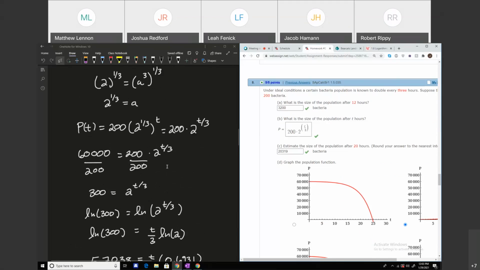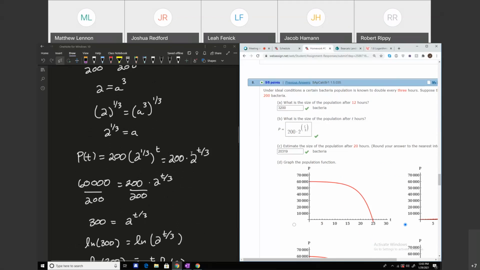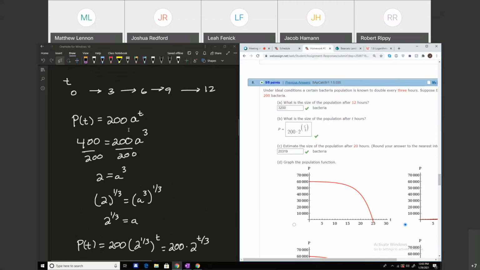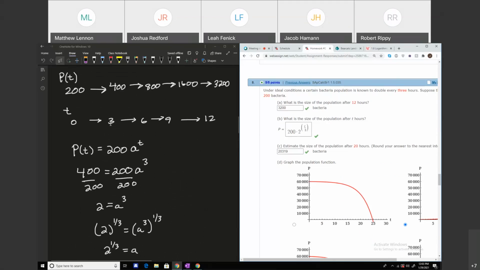Yeah, I was going to ask about part B. Where did that 2 come from? Just by doubling it? No, we solved for 2 right here, right? So I have P of t equals 200 times a to the t. I'm plugging in this first ordered pair, 3 comma 400. So 400 replaces P of t, and 3 replaces the t in the exponent. And then when you divide by 200, that's where you get the 2. 400 over 200 is 2. Okay. All right, thank you. Yeah, you're welcome. Anyone else?